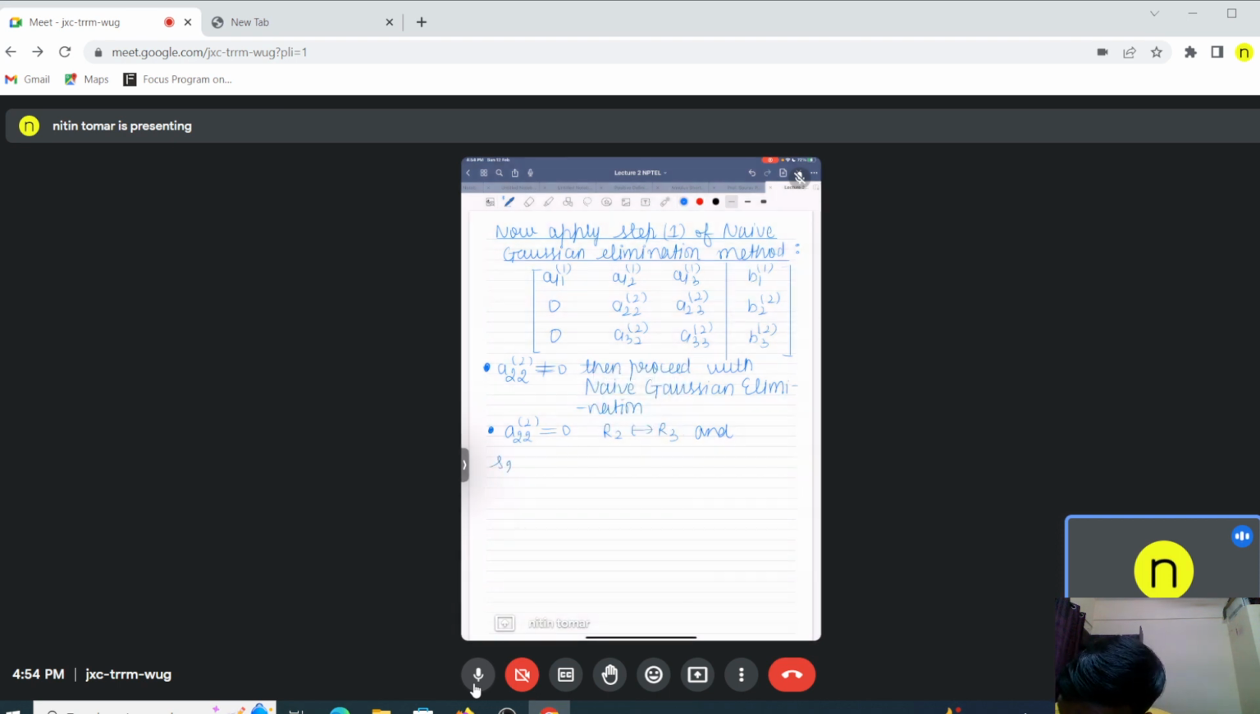So in general, you will take S2 to be the maximum of modulus A22 comma modulus A32. Why should it be not 0? If both are 0, the maximum value is 0. If the maximum is 0, this means both are 0, correct?